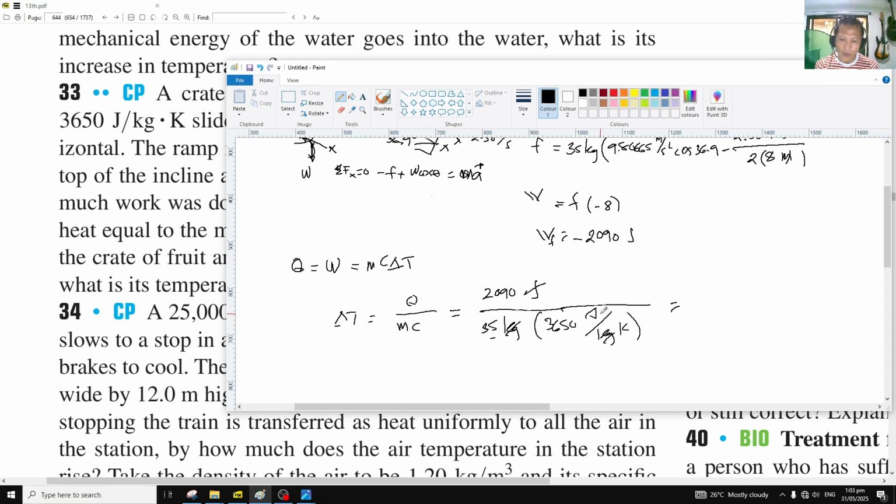Okay? So A all over 35 times 3,650, and that will give you 0.0163 Kelvin, or 0.0163 degrees Celsius, because again that is a change in temperature and they should be the same. Okay? So, three significant figures. Okay. Thank you guys for listening.